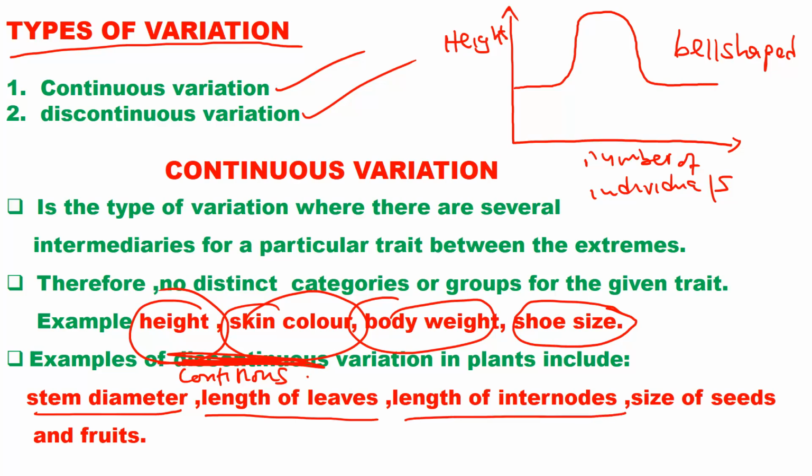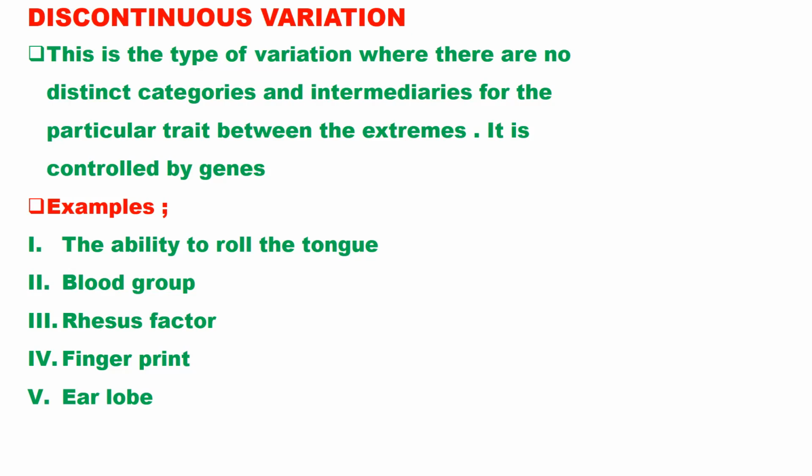Then internodes, we look at the space between the joints. It differs. Then size of seeds, you have the small seeds, the big seeds, and different types of seeds. So these are some of the characteristics that show continuous variations in plants. All right, what about discontinuous variation?